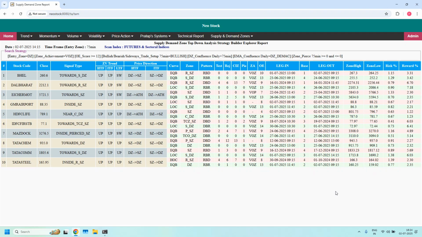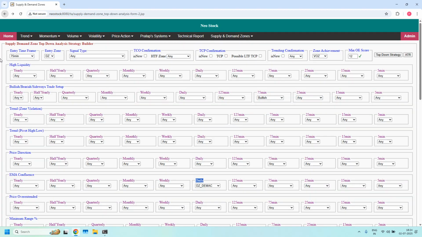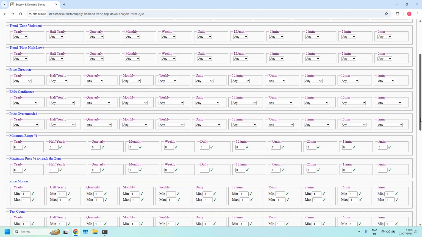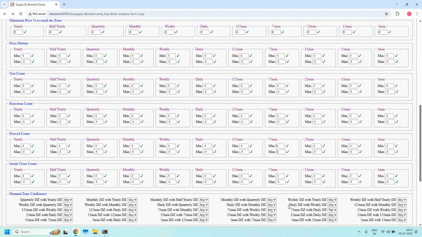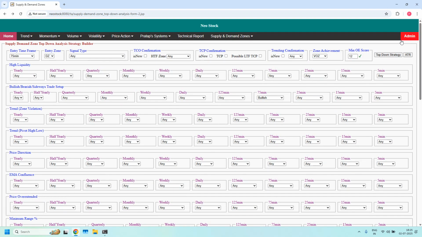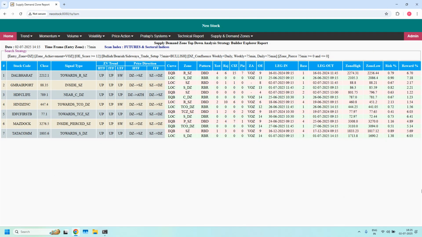Next, we will look into LTF, ITF and even HTF demand zone confluence supported stocks. That is 75 minutes, daily and weekly demand zone confluence supported stocks. Let's verify. I am removing EMA filter. This is ITF specific. Now we should focus on HTF. So in the demand zone confluence, 3 filters we are setting. First filter is already enabled, 75 and daily demand zone confluence. Next, 75 minutes and weekly demand zone confluence, daily and weekly demand zone confluence. With all the three filters, we got 7 stocks.